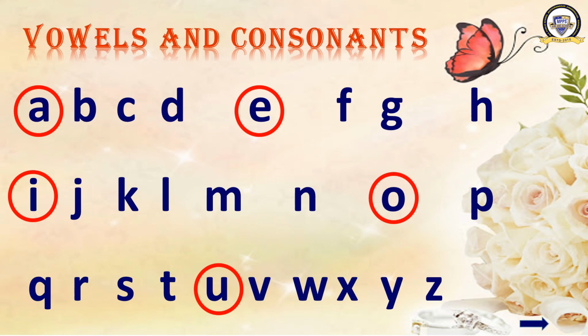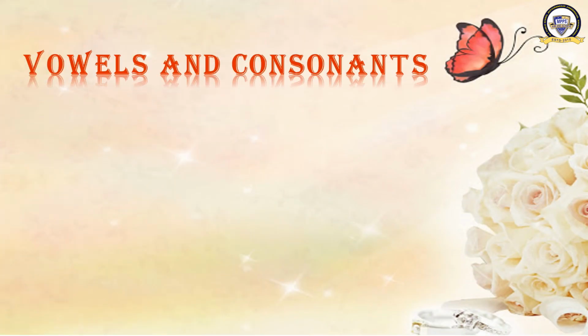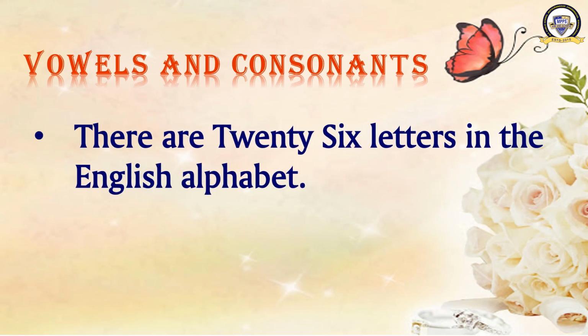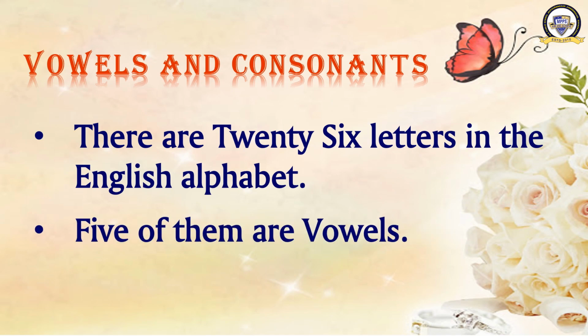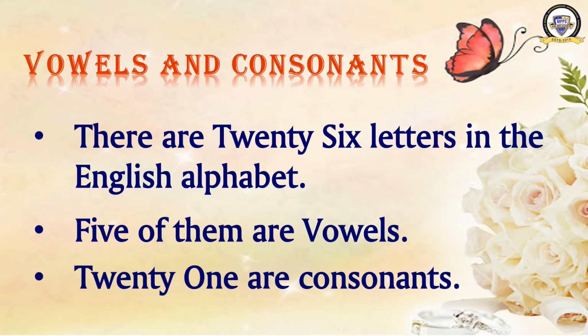We will see once more the vowels and consonants. There are 26 letters in the English alphabet, from A to Z. How many letters are there? 26 letters. And 5 of them are called vowels. How many vowels are there? 5 vowels. 21 are consonants. Among those 26 letters, 5 letters are called vowels and the remaining 21 letters are called consonants. Learned it? Now we will see some more vowels.